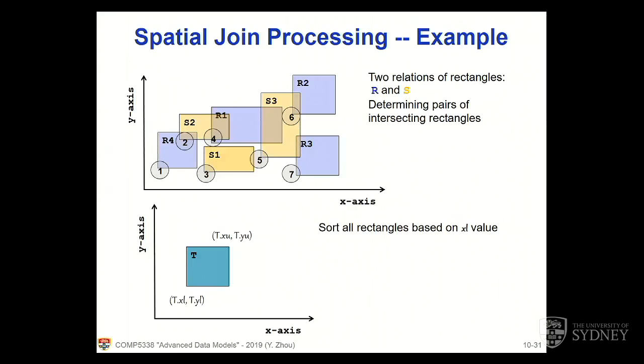Now we have R4, S2, S1, R1 like this. Once we have this, we can traverse this list in one go and produce the result. So the complexity is n plus m, right? Instead of n times m. So how do we do it?